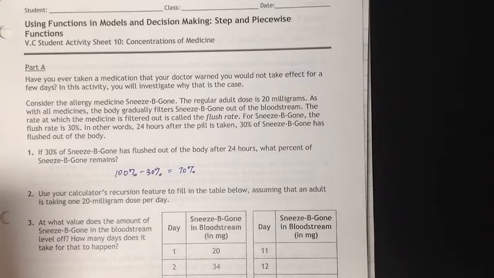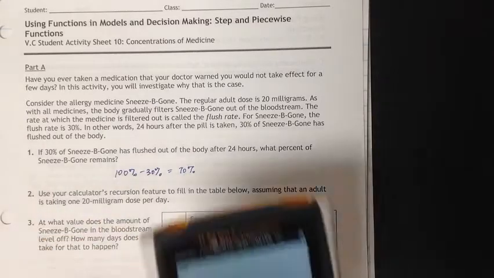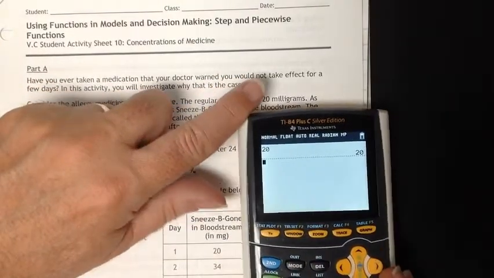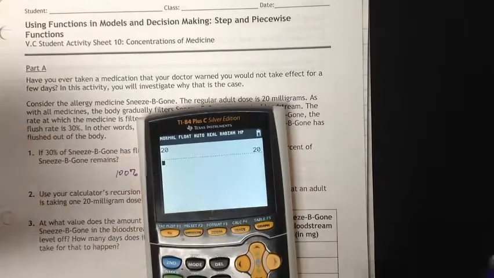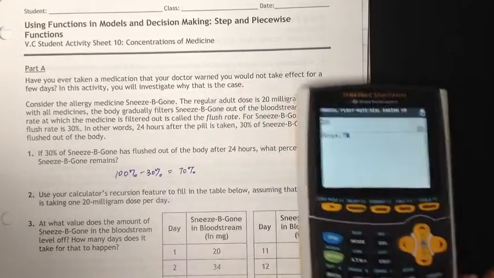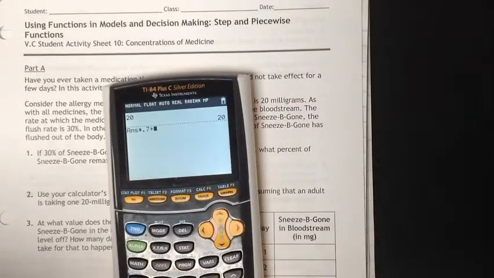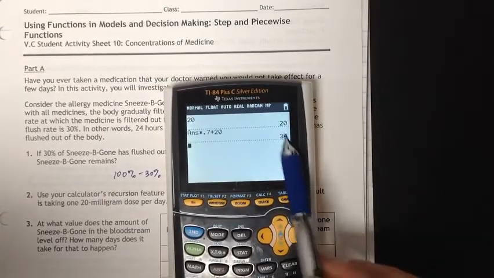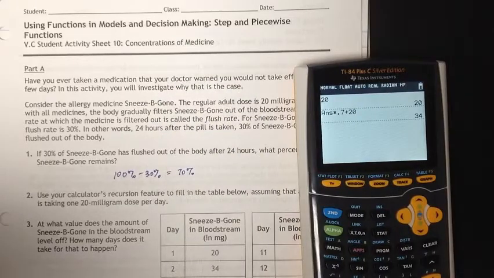So let me get it going here, clear. Here's how we're going to use the calculator. I'm going to press 20, and press enter. That is my last answer, 20. Now, I know that in 24 hours, 30% of that will be gone, so I will only have 70% remaining. So I'm going to say times 0.7 to represent that 70%, plus another 20 milligrams, because we're going to take another pill on the next day. At that point, we'll have 34 milligrams, which you can see is day 2.